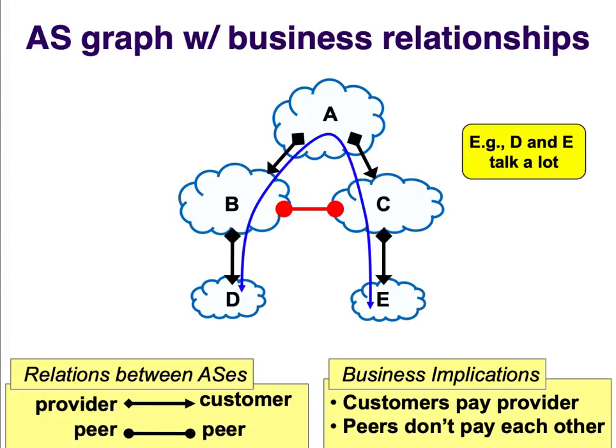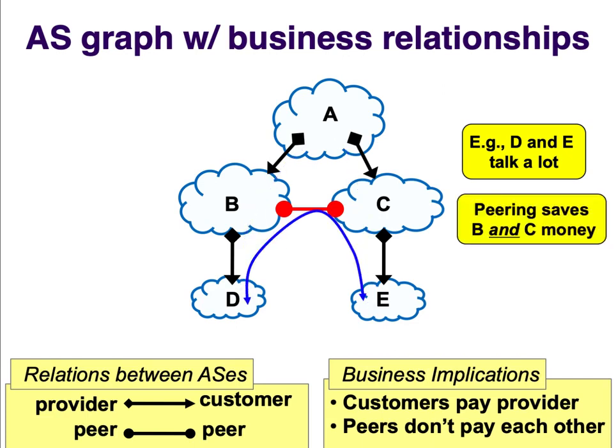Exactly. So let's say D and E talked a lot, right? And that traffic has to go B, A, C. Both B and C have to pay A to carry that traffic. So at some point, they're going to look at their traffic and say, this is quite expensive. If we just directly peered, we would actually save money on both sides. Both B and C win by putting in that peering link. Okay, so this is why we have peering relationships. It saves money for some of these transit ASs.